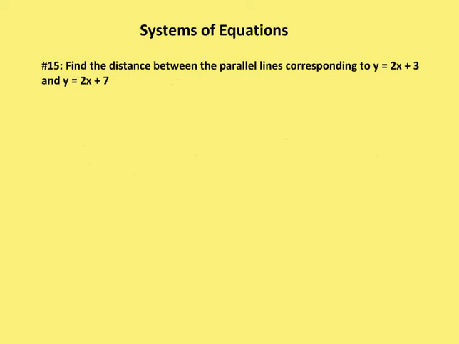In the next problem, we're asked to find the distance between two parallel lines. One is y is equal to 2x plus 3, and the other is y is equal to 2x plus 7. If you recall the slope-intercept form, y is equal to mx plus b, where m stands for the slope and b stands for the value of y at the y-intercept. We can see that the slope is the same, so they're parallel lines. One line intercepts the y-axis at 3 and the other at 7.